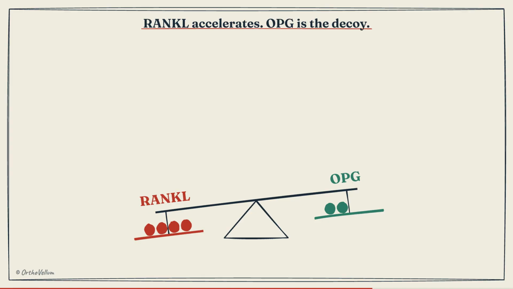RANKL is the accelerator. Osteoprotegerin, OPG, is made by the same cells, but it is a decoy, a soluble receptor with no transmembrane domain, which binds RANKL and mops it up before it ever reaches RANK. OPG is the brake, and because the same cells make both, what determines the rate of resorption is not either molecule on its own. It is the ratio between them.